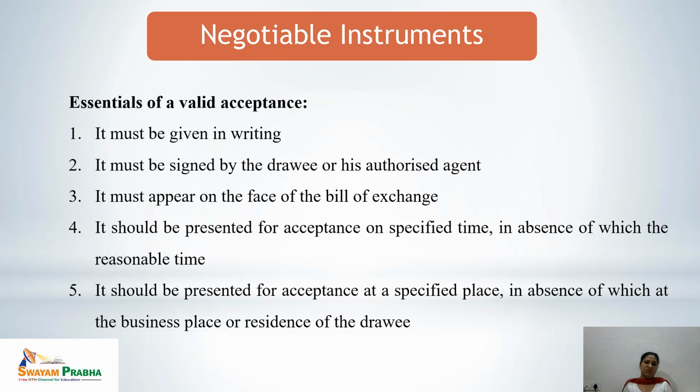It should be presented for acceptance at a specified time, and if no specified time is mentioned, then the reasonable time would be counted as the specified time for presentment for acceptance. It should also be presented at a specified place. If the specified place is not mentioned, then the business place, and if there is no business place, then the residence of the drawee would be the place where the bill of exchange is to be presented for acceptance.